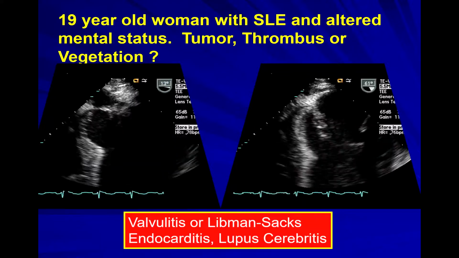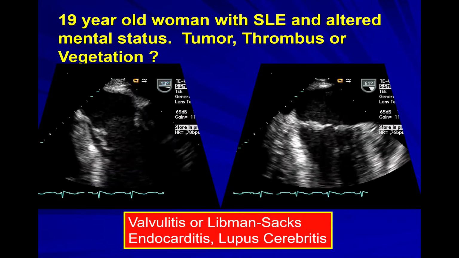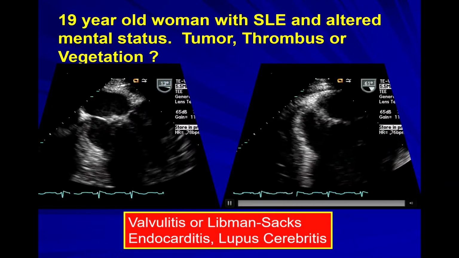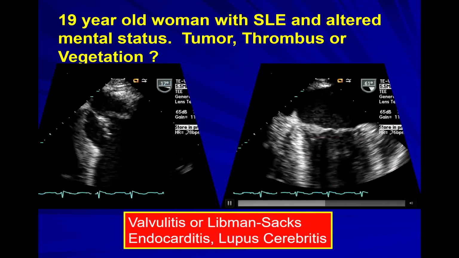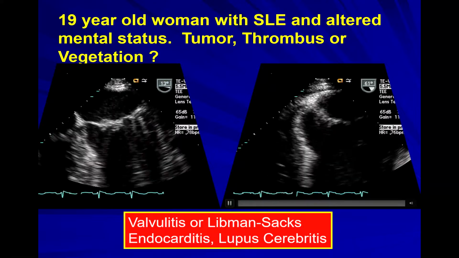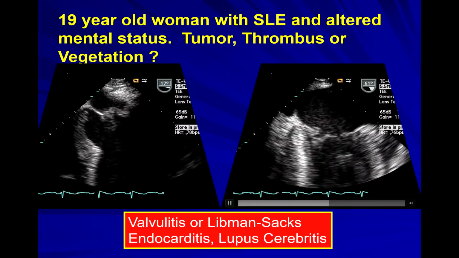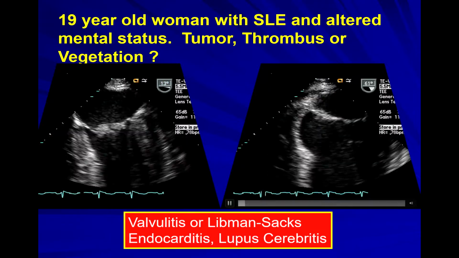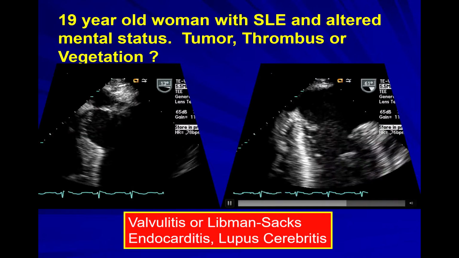So this was a 19-year-old woman with lupus and altered mental status, and she came to the lab mostly because the transthoracic showed that her mitral valve was abnormal. She subsequently was diagnosed with lupus cerebritis, and what you're seeing is the mitral valve is abnormal.